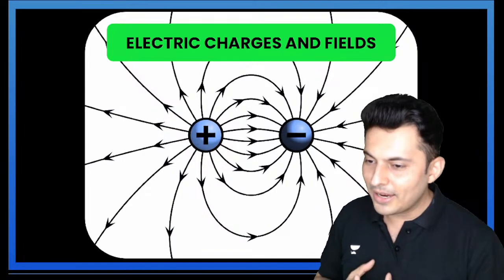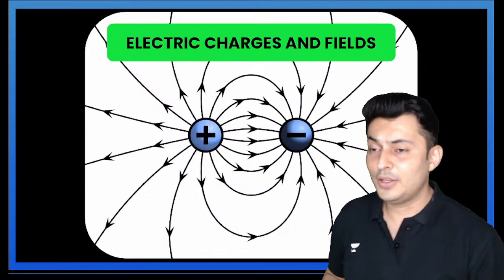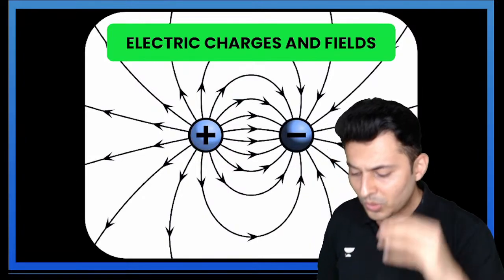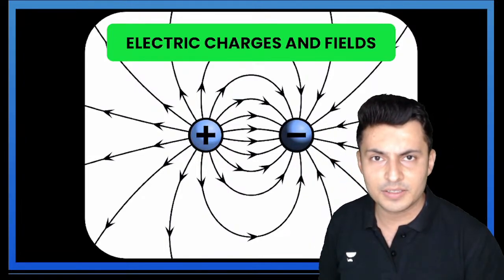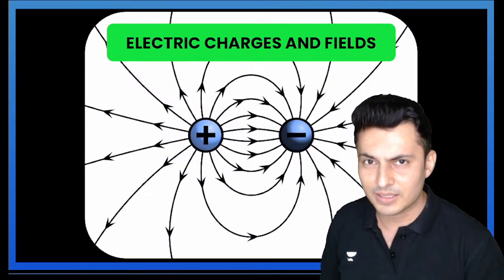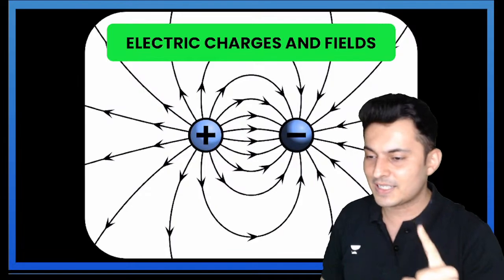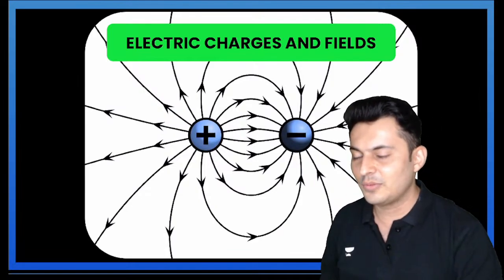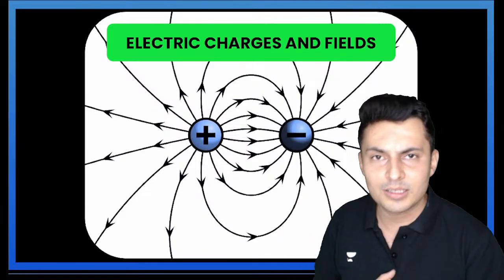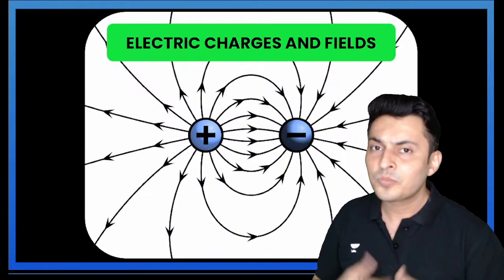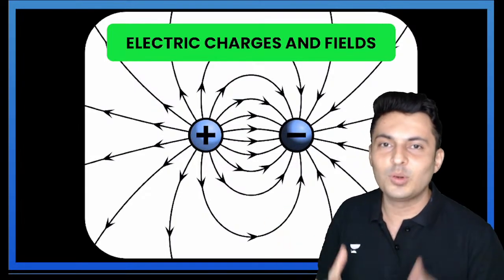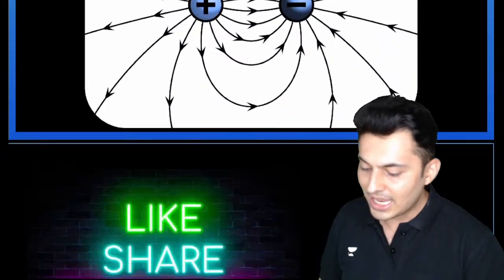But here we are on the channel, and you guys are all excited to start lecture number 3 of electric charges and fields, which is your chapter number 1 of class 12th physics. Today we are going to discuss everything about dipoles that is there in this particular chapter of your NCERT, and we'll also solve NEET questions, because obviously we have to crack the NEET 2024 examination.